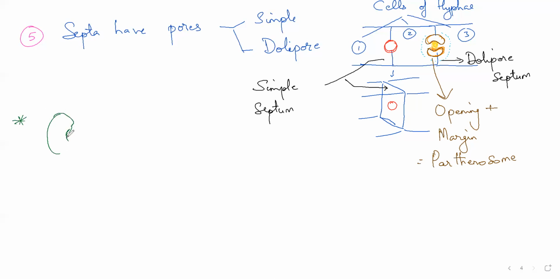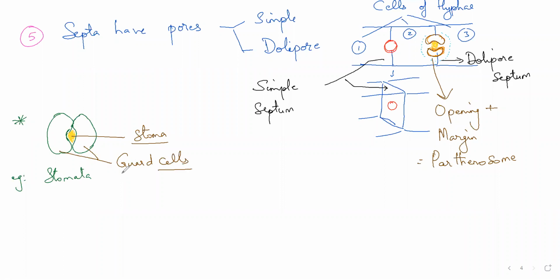आपने स्टोमेटा का स्ट्रक्चर देखा होगा. It is surrounded by two guard cells. It has two guard cells, and then there is this tiny opening. Right. For reference, let us suppose this is the stomata. The stomata has got this opening in the center. This opening is known as stoma. इसे हम क्या बोलते हैं? This is the stoma, and these two are the guard cells. These two are the guard cells, right? This complete is known as the stomata. So this complete is known as here, it is known as parenthesome, right? Having the margins and the opening.